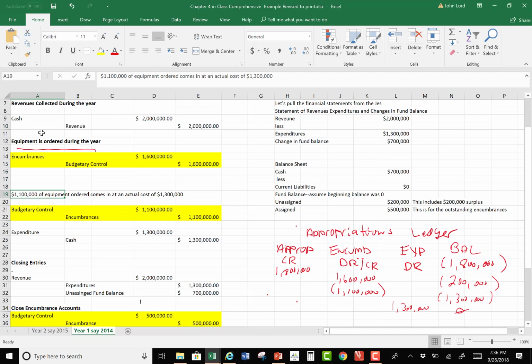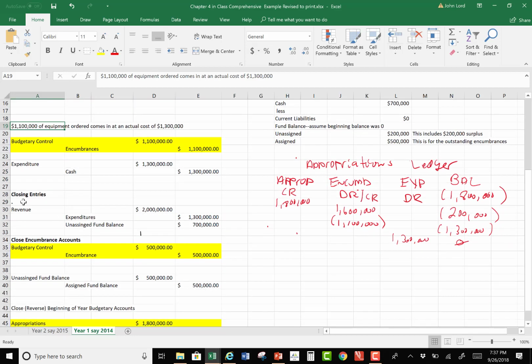So that's why my appropriations ledger is 0, because I had a 1.8 appropriation, didn't I? And I've used it all up. 1.3 I've actually spent, and another 500 is spoken for, and I can't overspend that appropriation even for stuff that I've ordered. Even if it hasn't come in yet at the end of this year, I can't overspend, right? Okay, so at this point, I do my closing entries.